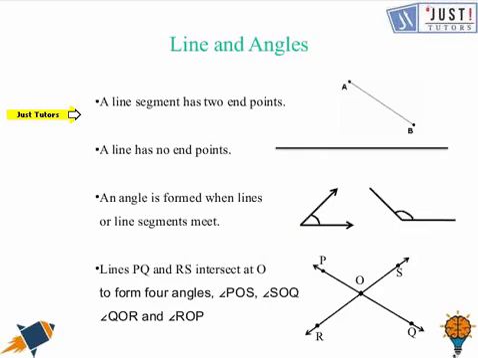So what is a line segment? A line segment has a starting and an ending point. A line has no end points. It continues and continues. It keeps on going in both the ends. An angle is formed when two or more lines or line segments meet. Angle is the amount of turn taken by one line segment from the other. And whenever two lines are intersecting, four angles are formed. And as we can see here, it's angle POS, SOQ, QOR, and ROP.